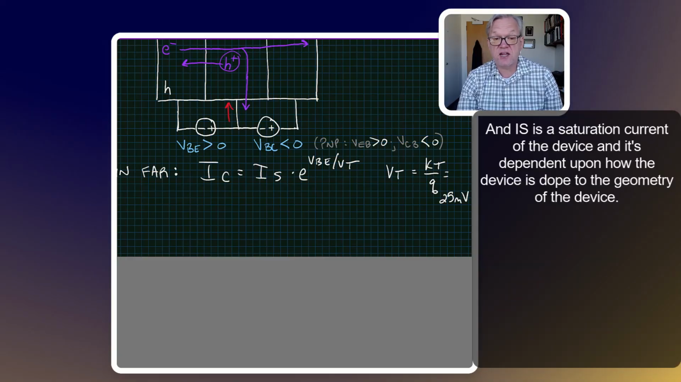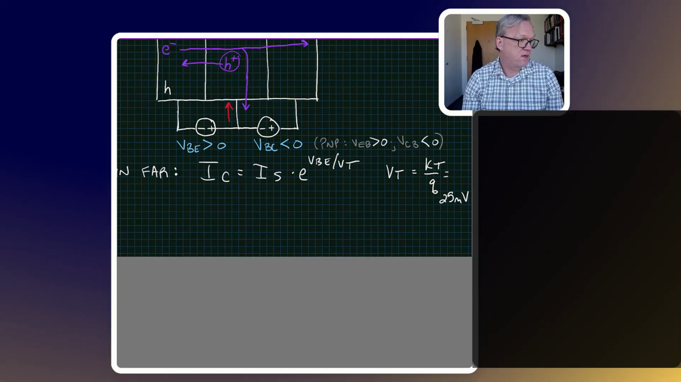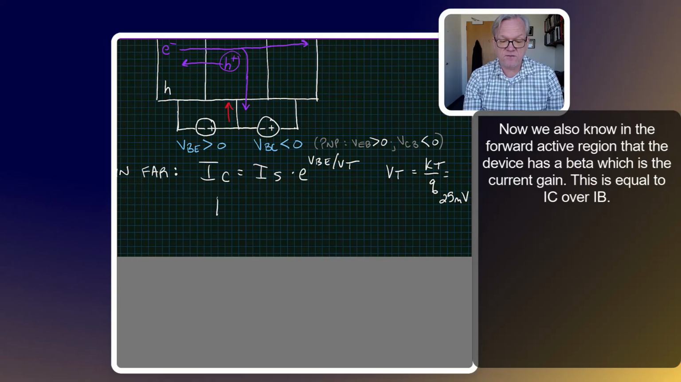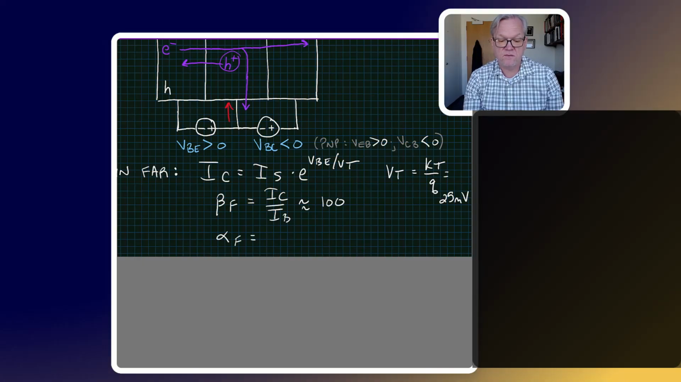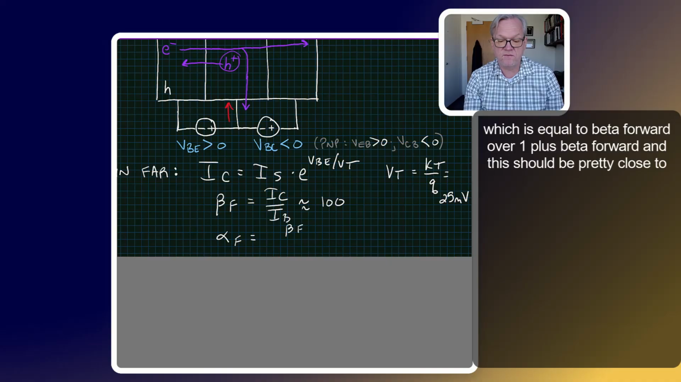And IS is the saturation current of the device, and it's dependent upon how the device is doped and the geometry of the device. Now, we also know in the forward active region that the device has a beta, which is the current gain. This is equal to IC over IB. This is typically on the order of 100. And there's also a term called alpha, which is equal to beta forward over 1 plus beta forward. And this should be pretty close to 1.